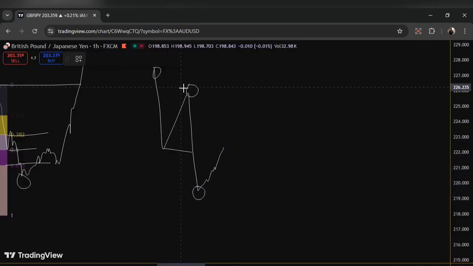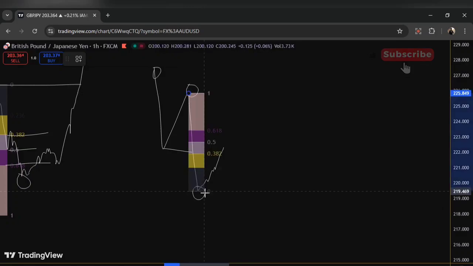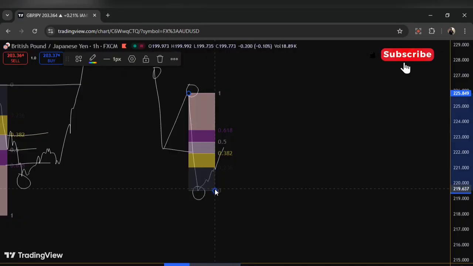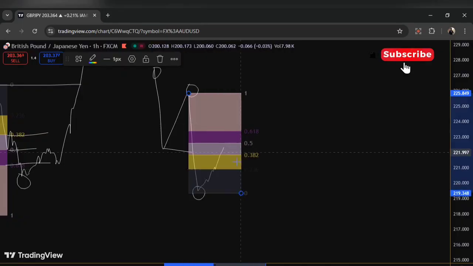Then what we simply do is connect our Fibonacci from point A, from the swing high down to the swing low. Now we start looking at these Fibonacci levels, right?